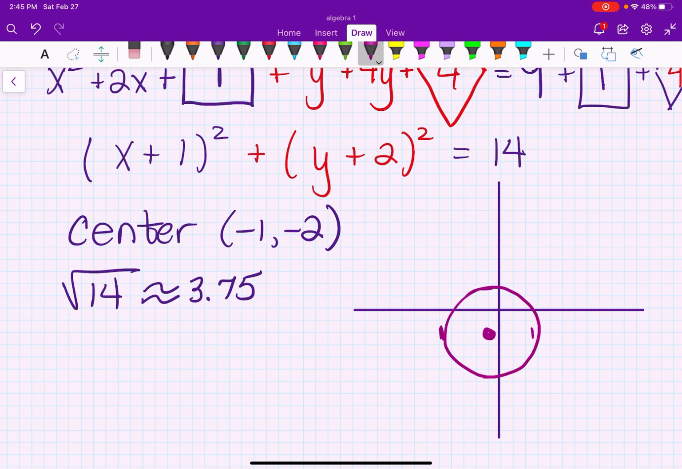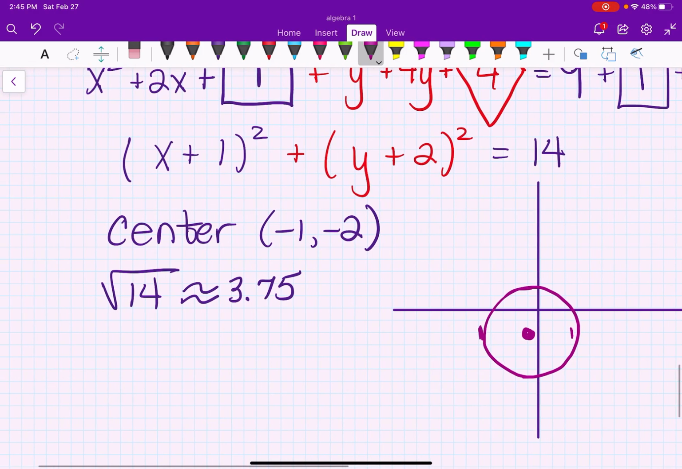It's really cool to complete the square twice, I think, so that's how you do that. Let me know if you need some more help.